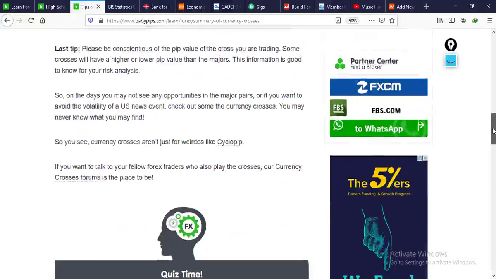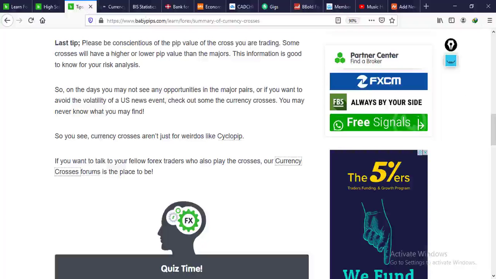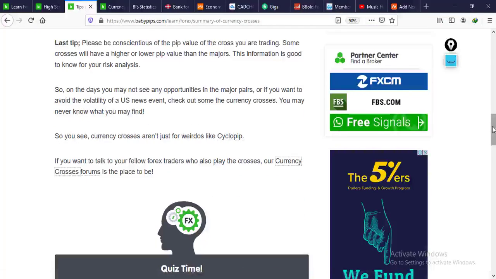And lastly, a tip here is there is a currency crosses forum where cross currency traders are always gathered, and you can click on this link here, babypips.com/t/currency-crosses, and then you find currency cross traders. Okay, so with that we come to the end of grade 13.